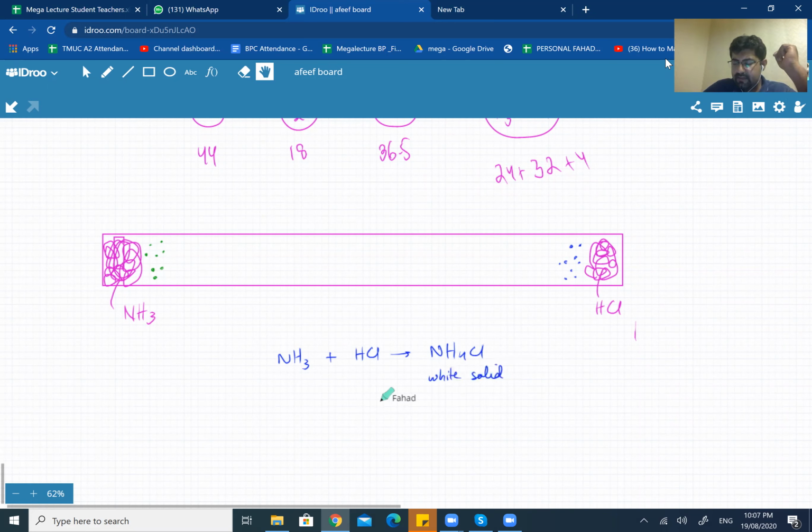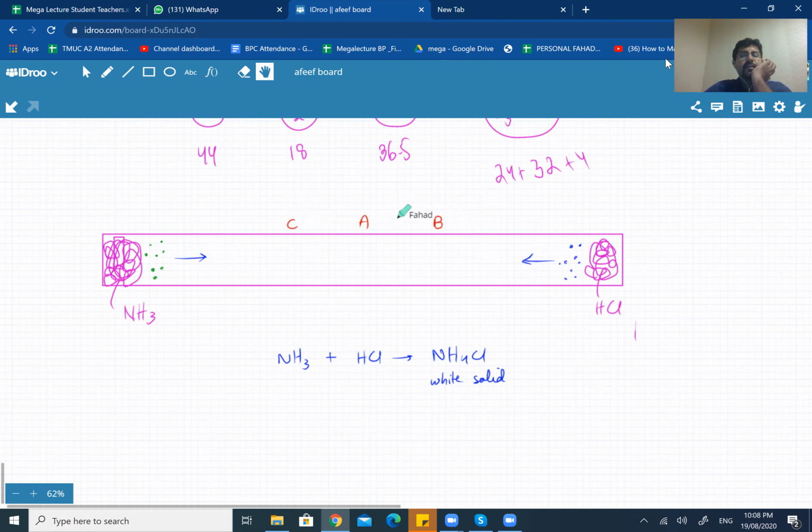So the question is, the two gases are going to react somewhere in the middle and produce this white solid. This gas is diffusing, and this gas is also diffusing. My only question is, where would they meet in the middle? Where would this white solid be formed? Would that be position A, right in the middle? Would it be position B, or would it be position C?